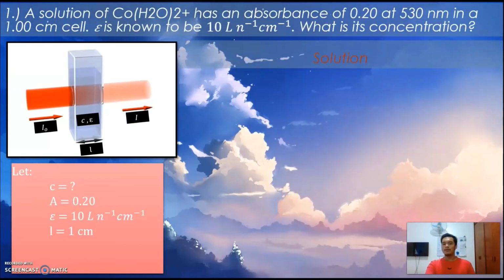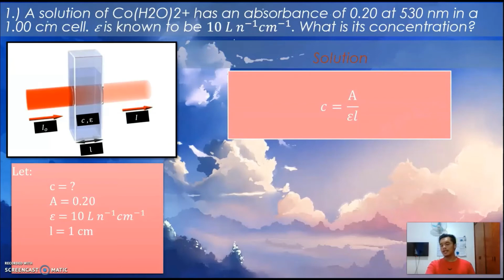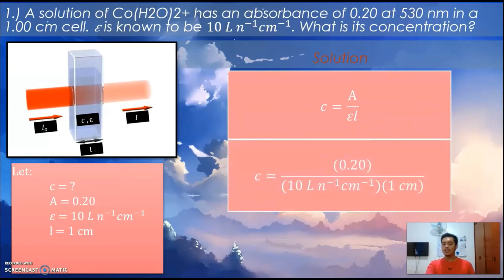So, we have the solution, we have the formula. Let's substitute the variables. We have C, or the concentration, equals the absorbance 0.20 over 10 liters per mole per centimeter times 1 centimeter. As you can see, the centimeters in the denominator can cancel out since the centimeter in the pathway, or L, is 1 centimeter and the centimeter in the epsilon has the -1 exponent. Mathematically, when you have an expression raised to -1, we can just say that it's 1 over that variable.